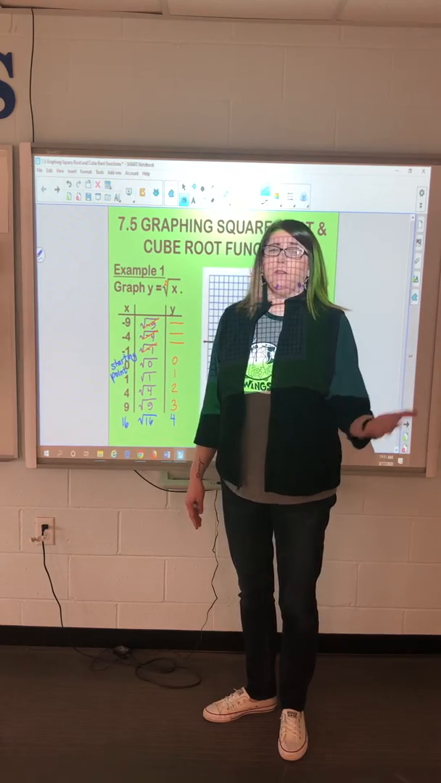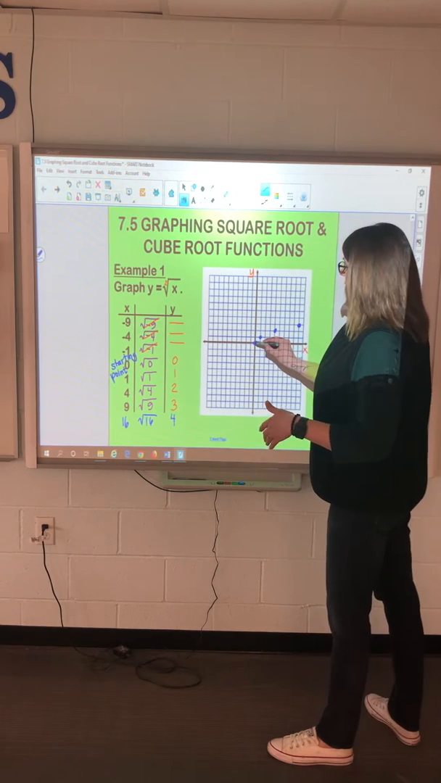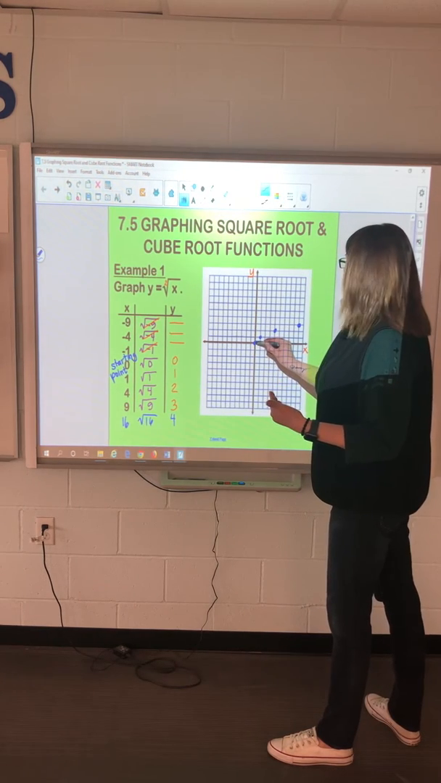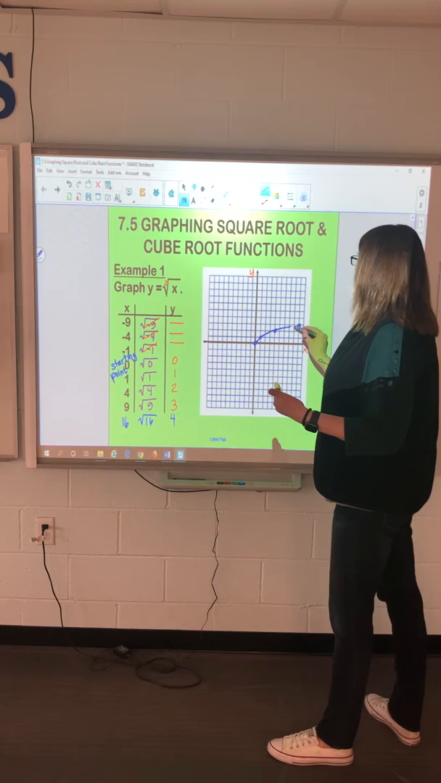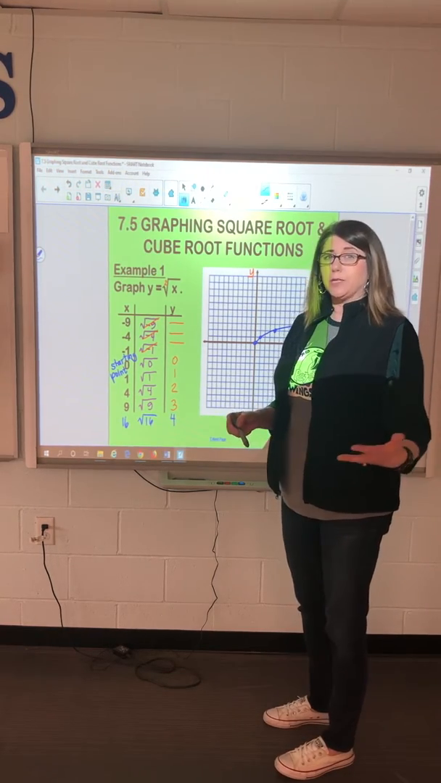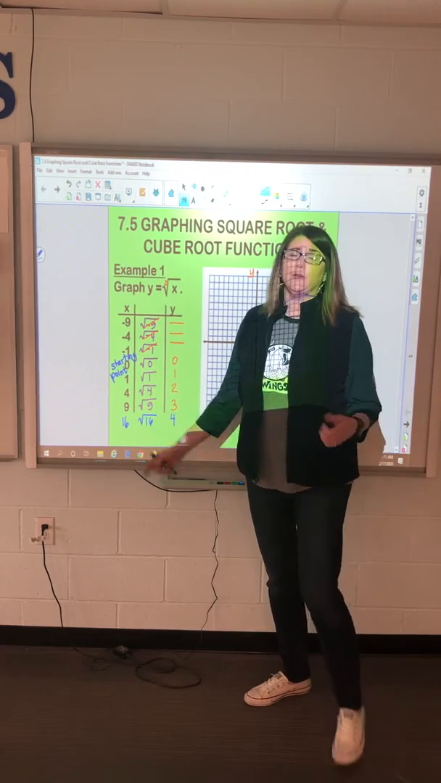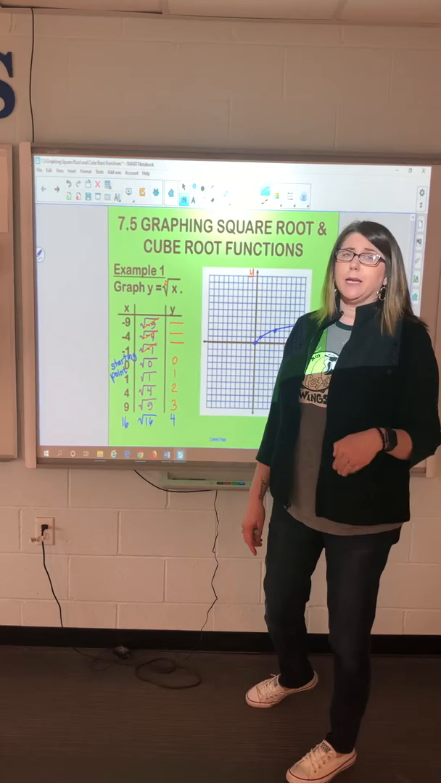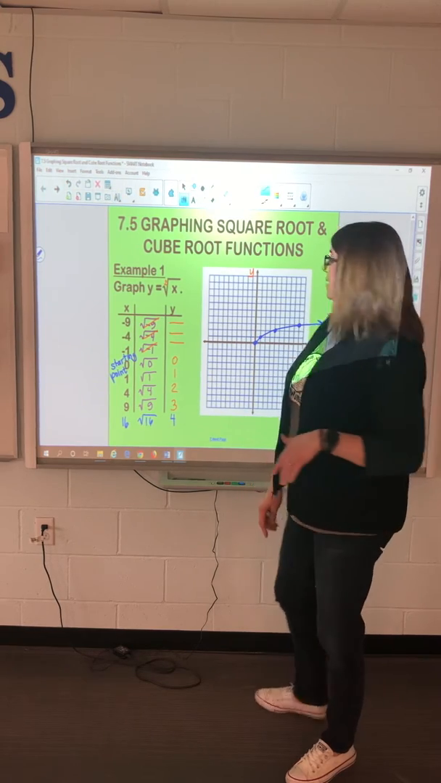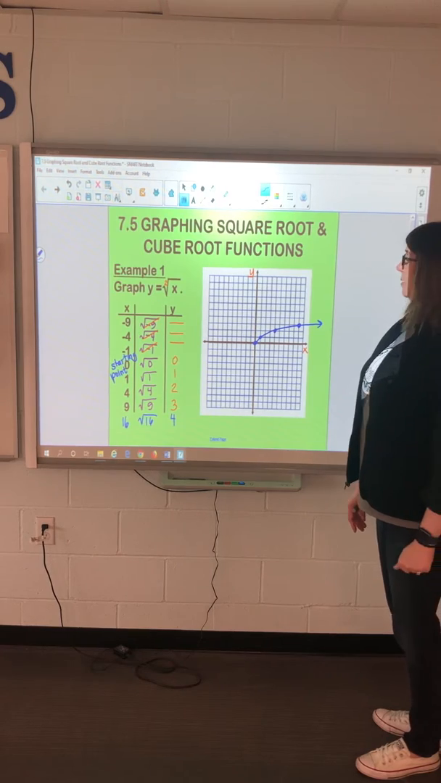I could pick a 25. I could pick a 36. So apparently what's happening is the graph is starting at our starting point, and then it's curving, and I'm going to draw an arrow to show that it's going to continue to go in that direction. Because remember, I could plug in a 16, I could plug in a 100, I could plug in a 400. I could continue to plug in numbers as x continues to get larger. And so that's what the graph of our square root function is going to look like.